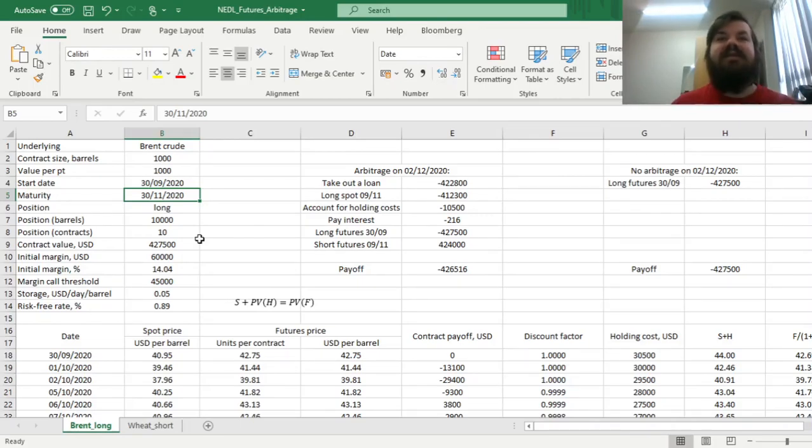And that's all there is for arbitrage on futures markets and how hedgers can become arbitrageurs if it is profitable.